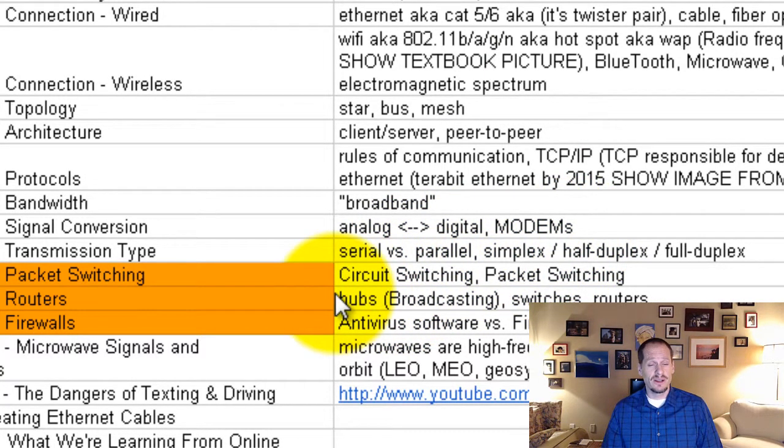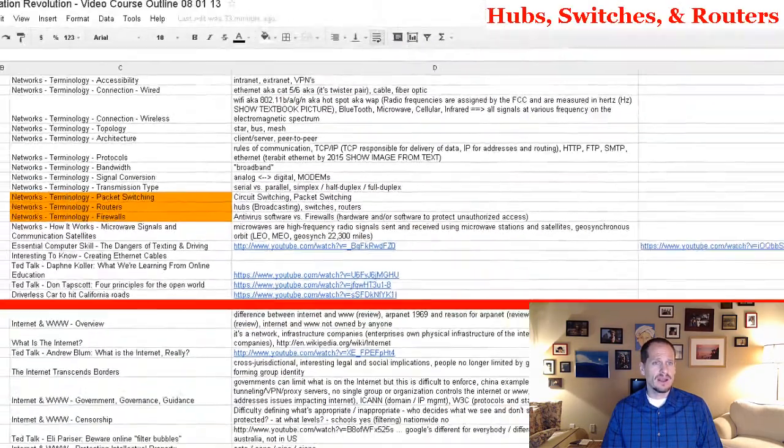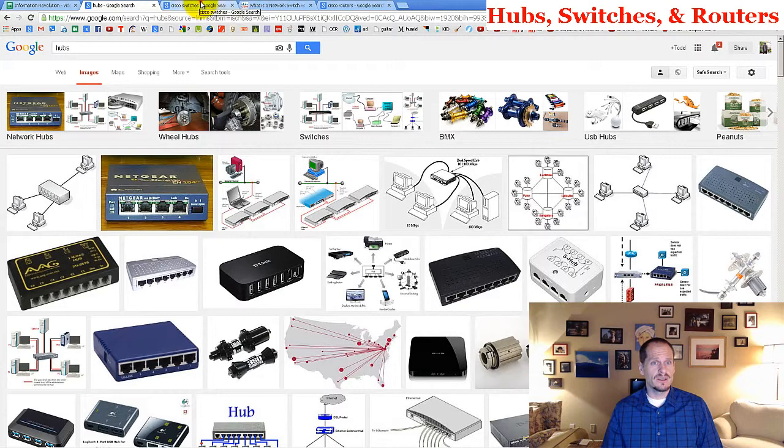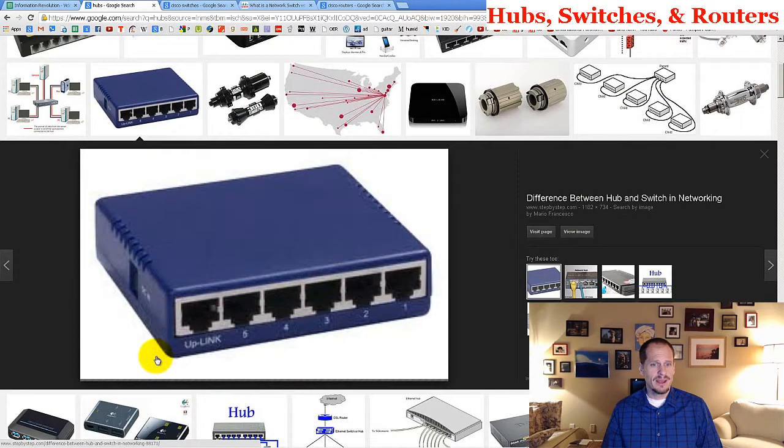Now what we're going to learn about are hubs, switches, and routers. And basically, hubs and switches, right? Here are switches, here are hubs. And you can see just from these pictures, look at this hub. Kind of old school looking, right?